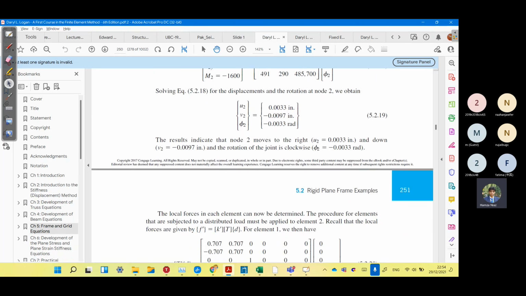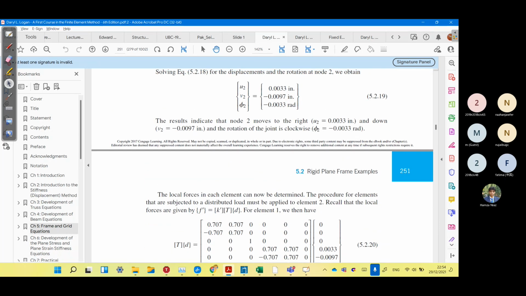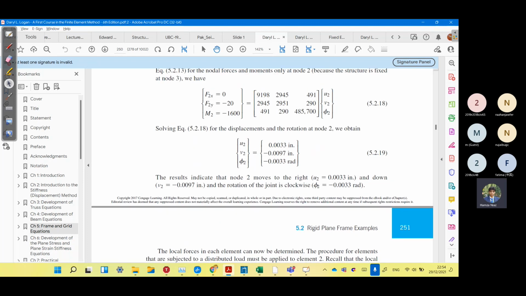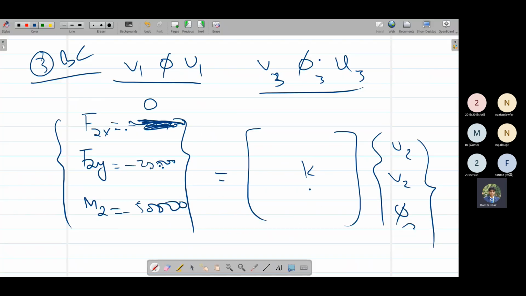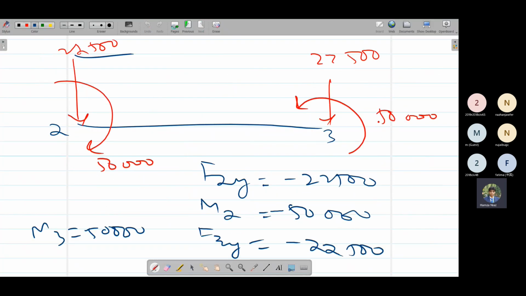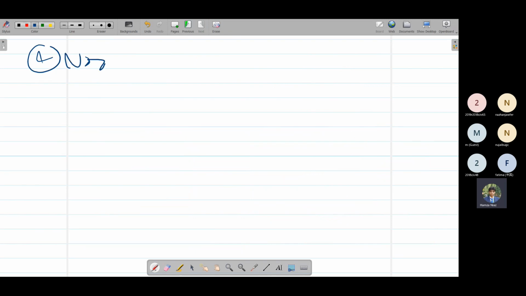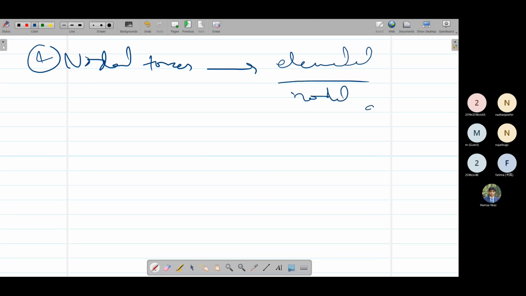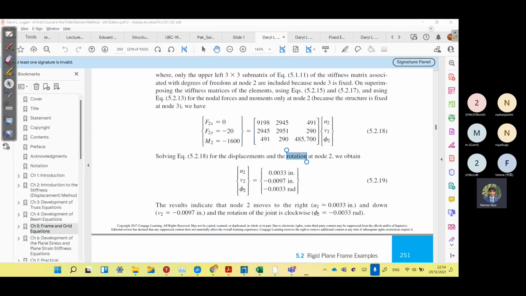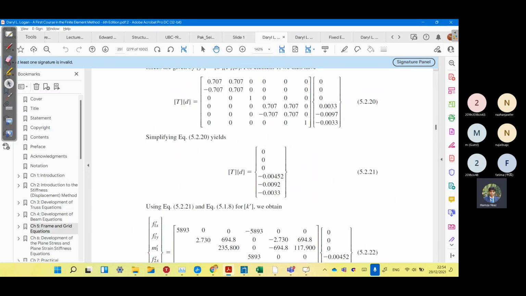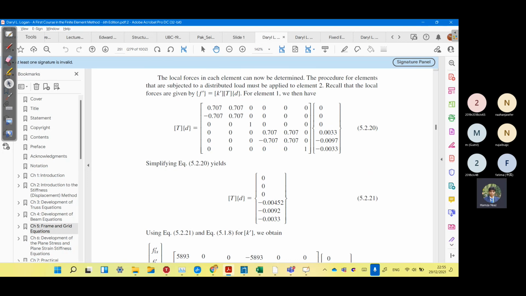So after calculating the values, these values were in the global coordinate system. So for the fourth step, after calculating the displacement, we had to calculate nodal forces. For nodal forces, we do not need global. We need elemental or nodal displacement. So we have to transform these global displacements into local ones.